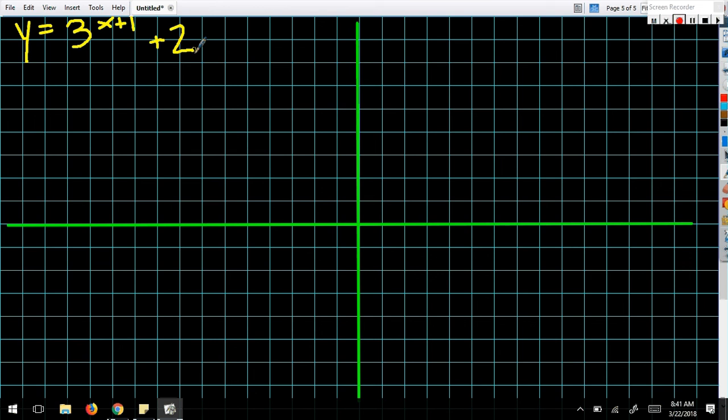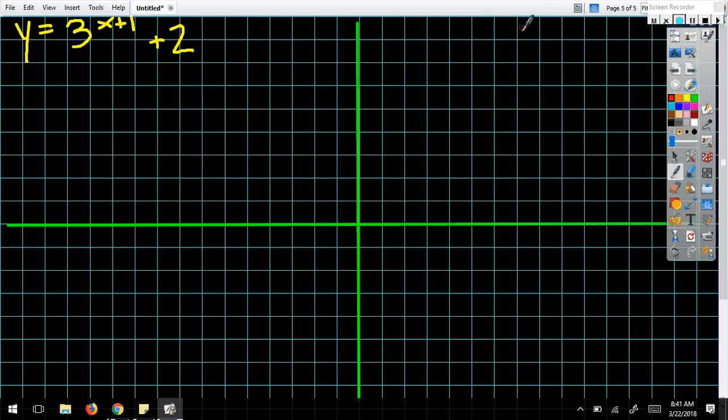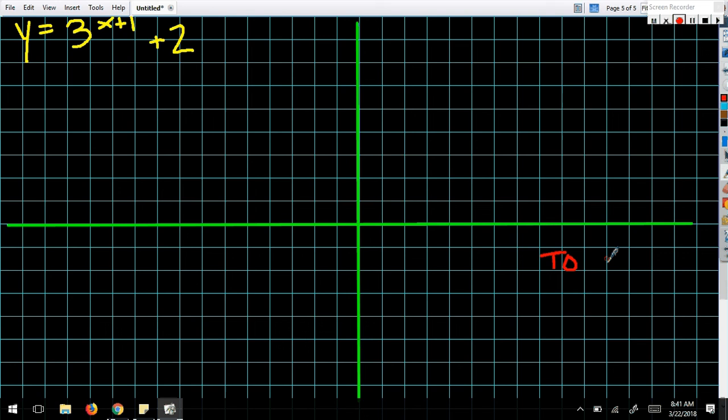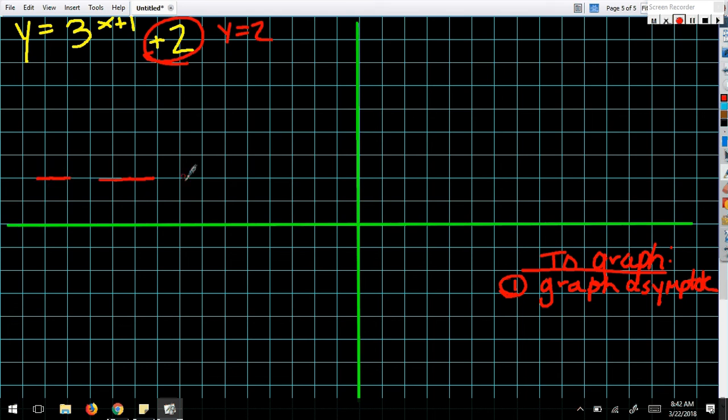Good job. All right. So here's what I want to do whenever I graph them. To graph, I want to graph my asymptote first. What is the asymptote? 2. So y equals 2 is my asymptote, so I'm just going to come to 2. Does that confuse anybody? Easy peasy.